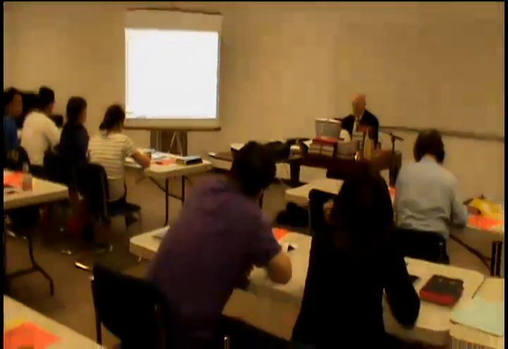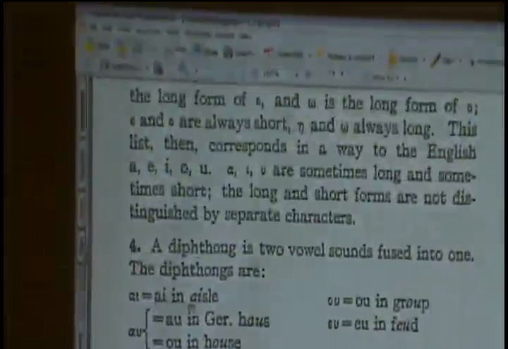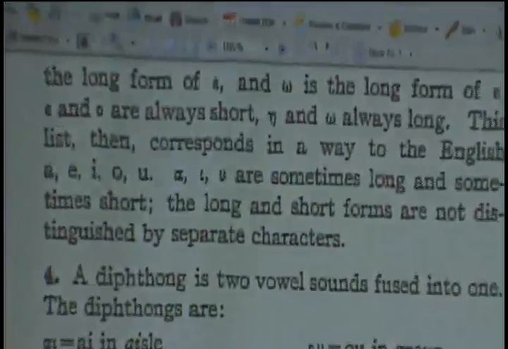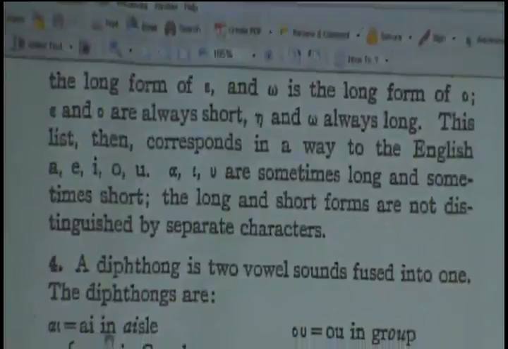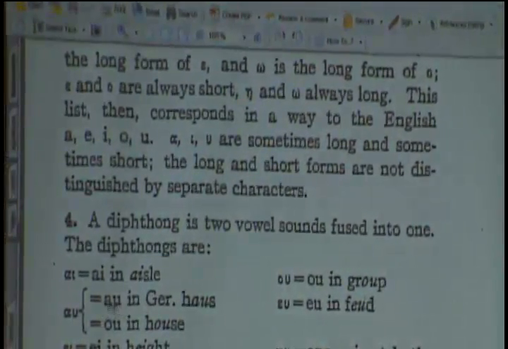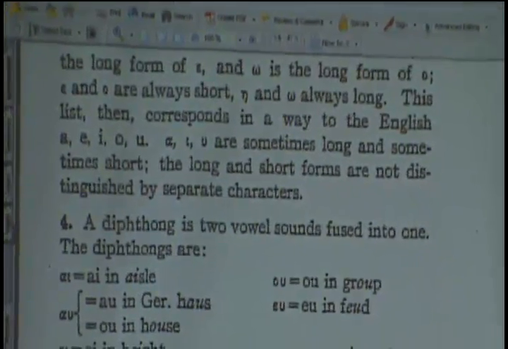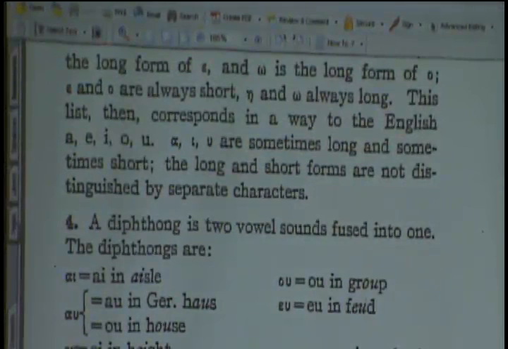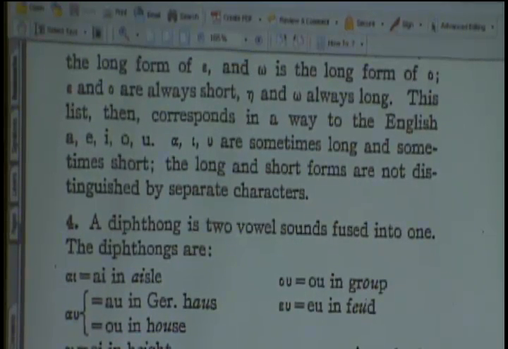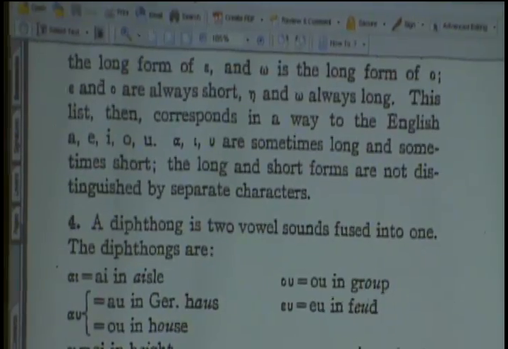Now, diphthongs: two vowels fused into one. Now, this alpha iota is I, as in I. This one, alpha upsilon, is like owl. Now, this one we differ. I differ with the textbook on this. Epsilon iota should sound like A. They say like height.